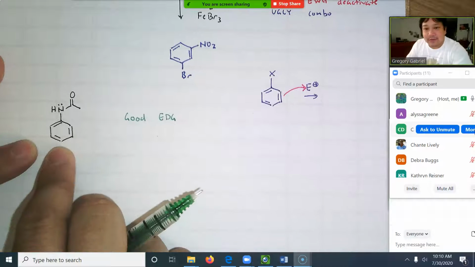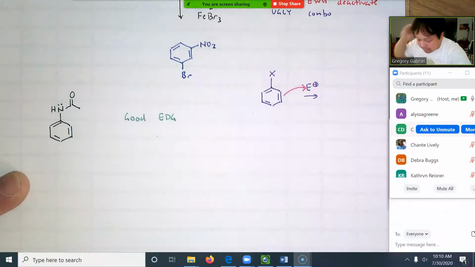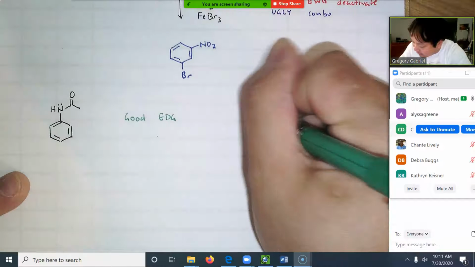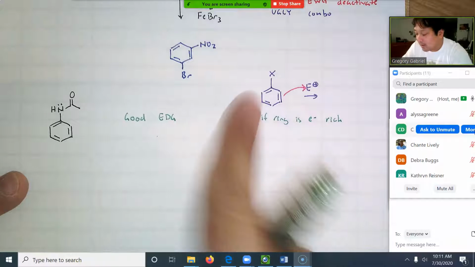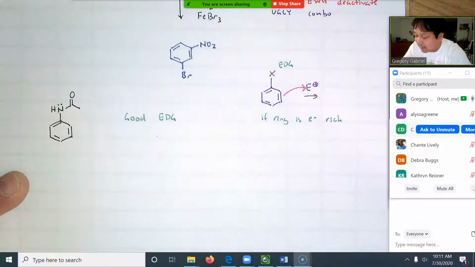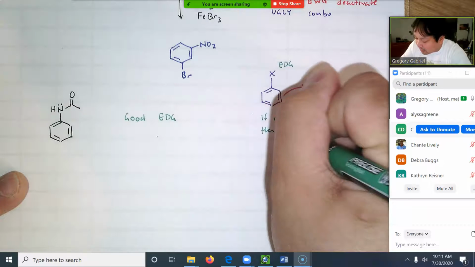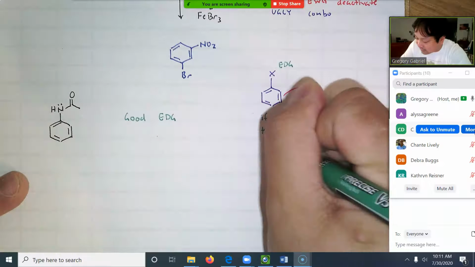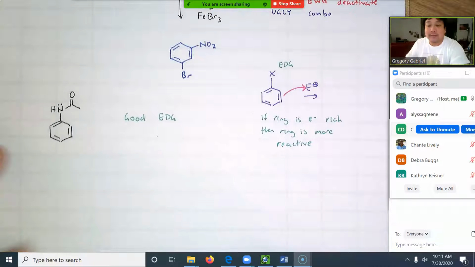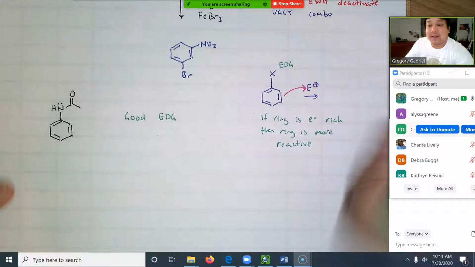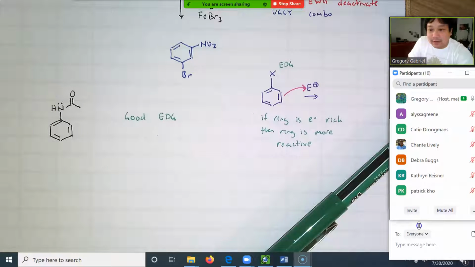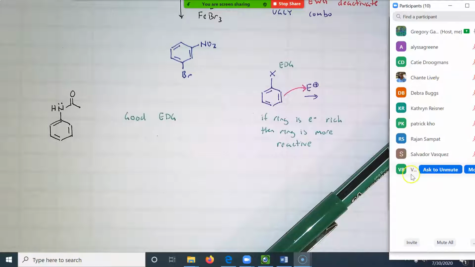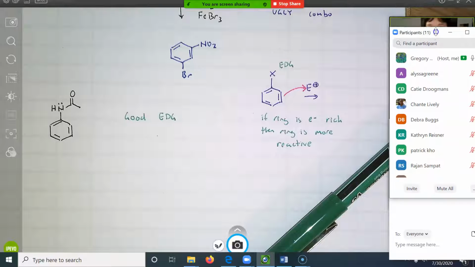So why is this electron donating? Let me just write here. If the ring is electron rich, via an electron donating group, then the ring is more reactive. So that's considered activation. And we're going to discuss why this is electron donating.